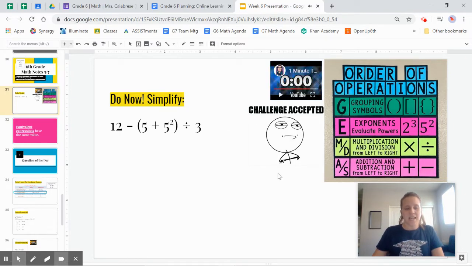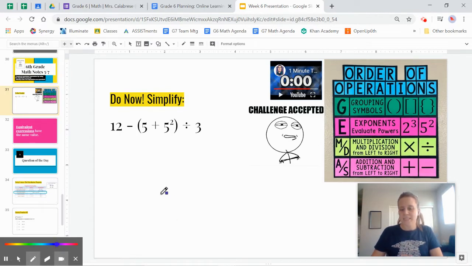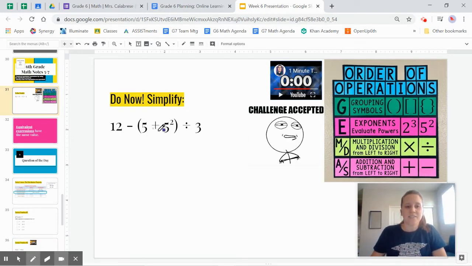All right. As I said a moment ago, we're going to start with grouping symbols. I see there's addition and there's an exponent here. Which one should I do first? Yes, I'm going to do the exponent first. So everything here stays the same. 12 minus parentheses 5 plus, what's 5 squared?